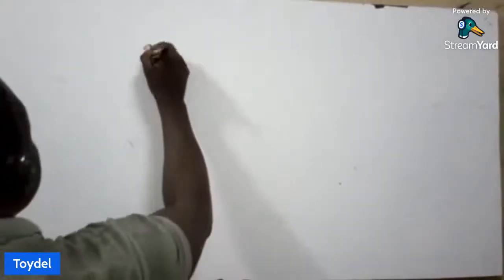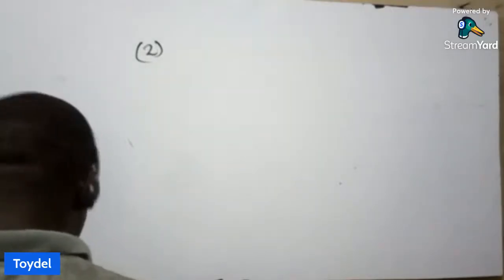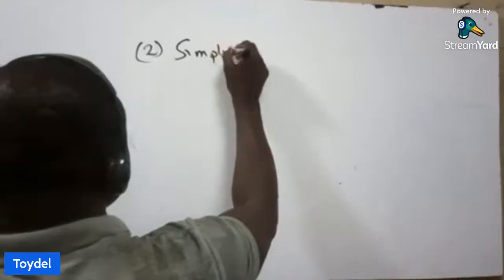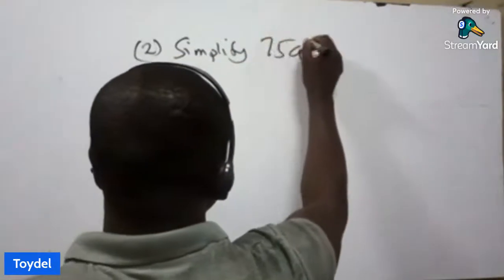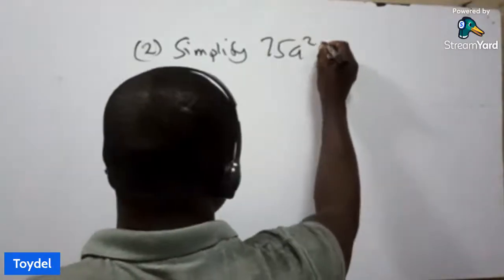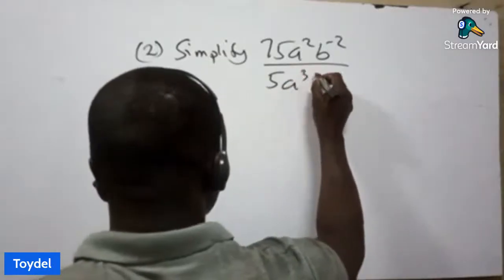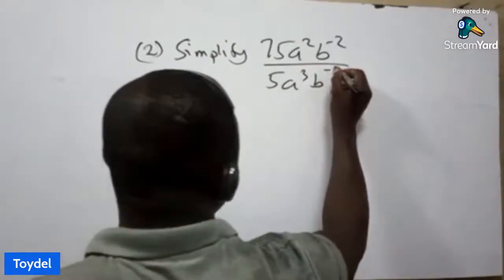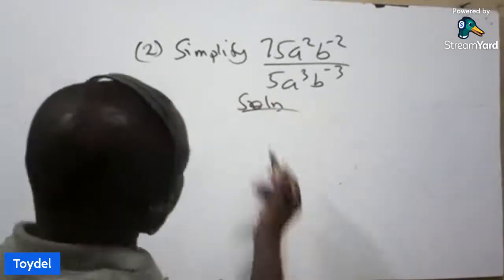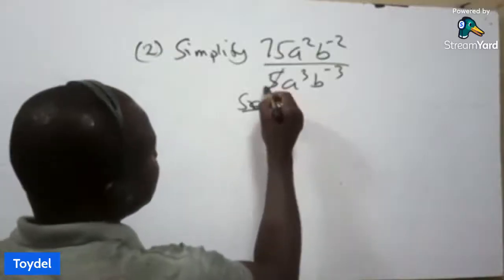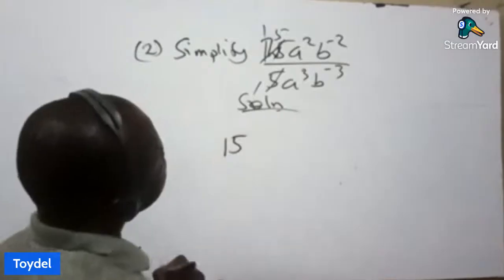Let's get another question still under indices. Simplify: 75a squared b raised to power minus 2 all over 5a cubed b raised to power minus 3. This also, you don't need much stress. The first thing is that we first deal with the coefficient. 5 here 1, 5 here 1 in 25. That is 5. So that is 15.